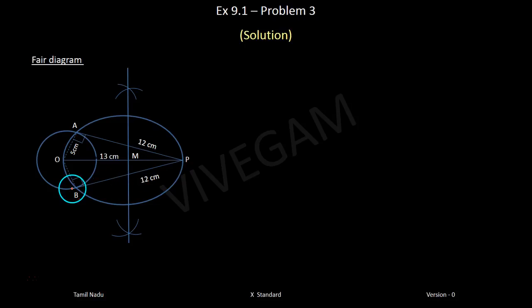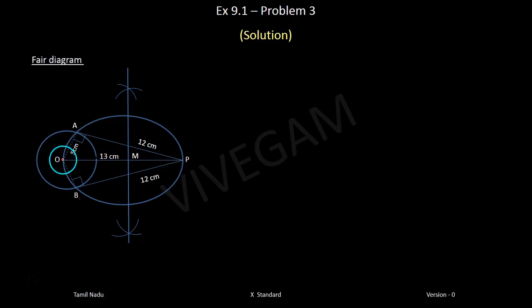Okay, so let me repeat. What did we do? With O as a center, you draw a circle of radius 5 centimeters. And from O, you mark a point P 13 centimeters away using a scale.